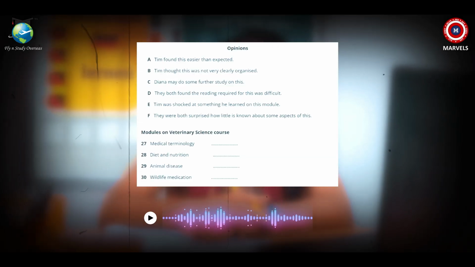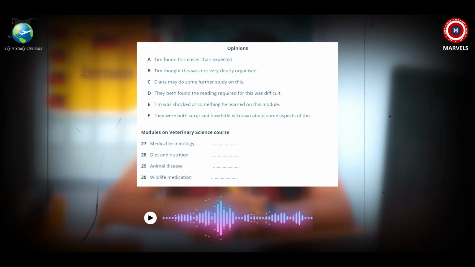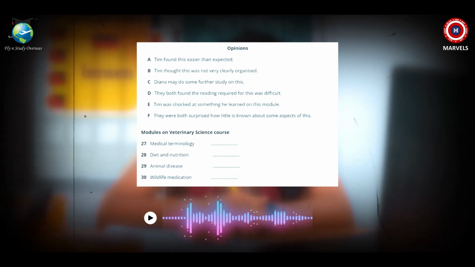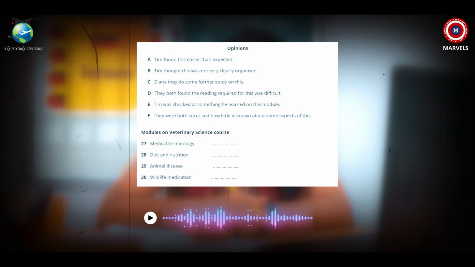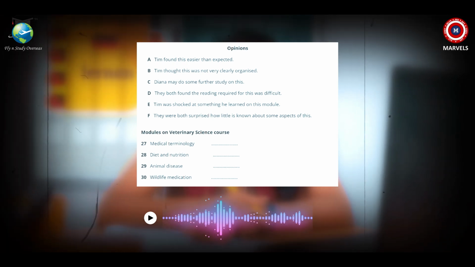Okay, so medical terminology. Well, my heart sank when I saw that, especially right at the beginning of the course, and I did struggle with it. I thought it'd be hard, but actually I found it all quite straightforward.